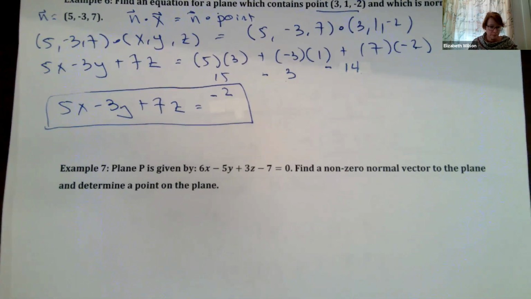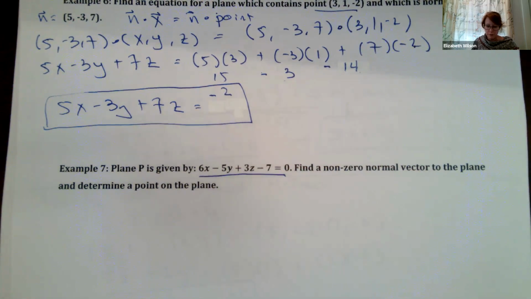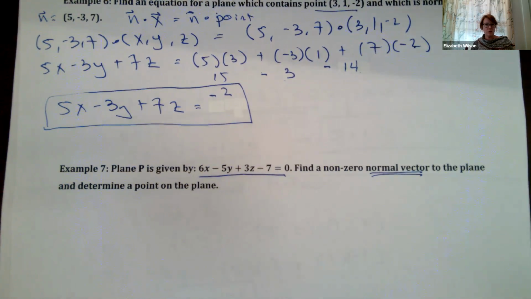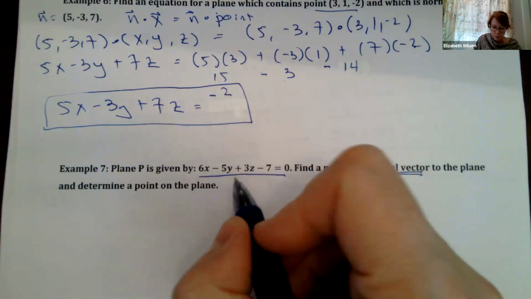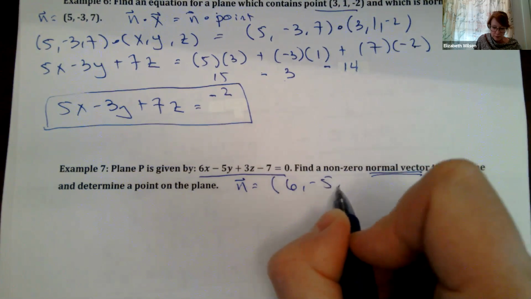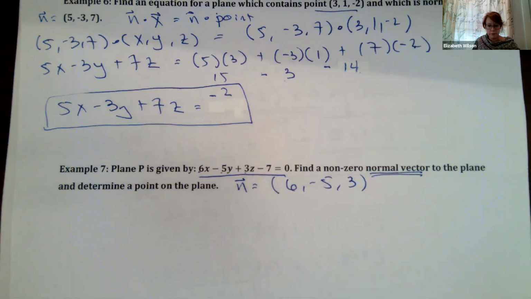I'm going to scroll up. So plane P is given by this equation. We want to find a non-zero normal vector to the plane and determine a point on the plane. So normal vector to the plane means I'm just going to extract out the coefficients for my x, y, and z. That gives you my normal. So my normal equals 6 minus 5, 3. See these? 6 minus 5, 3. That's the normal vector.